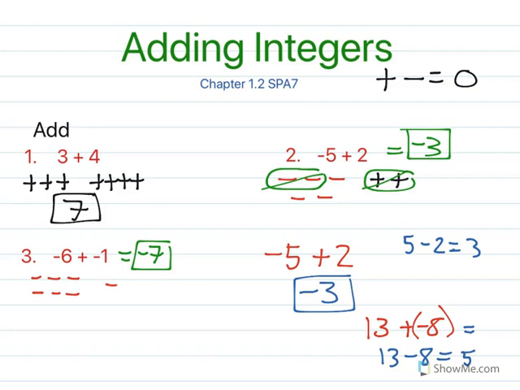Right? And so the bigger absolute value is positive, so my answer is going to be positive as well. Now, if I have two numbers I'm adding that are the same sign, I always just add them and give it the sign of both of those numbers. Okay? Hopefully this makes some sense.